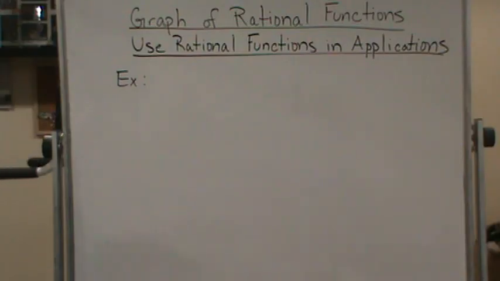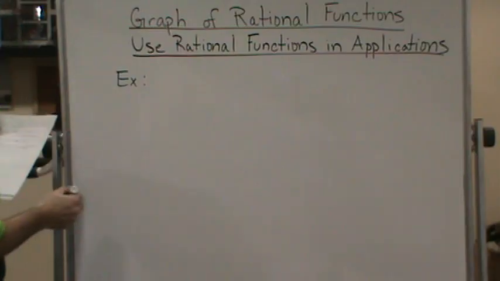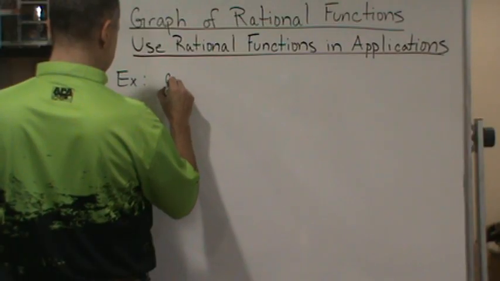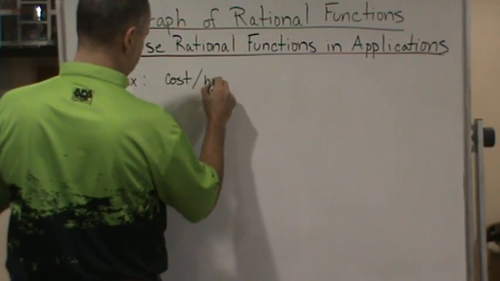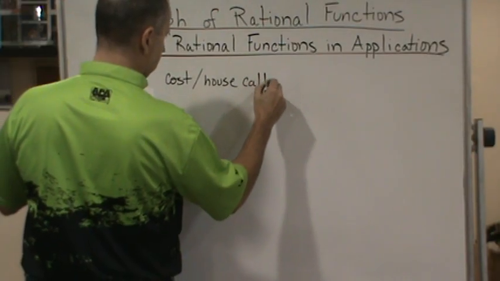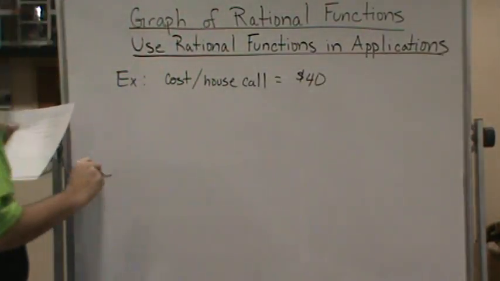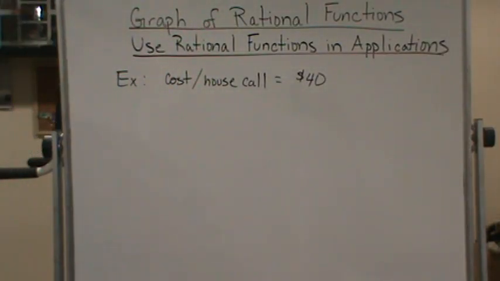It says a cleaning service cleans houses. For each house call, the cost to the company is approximately $40 for cleaning supplies, gas, and labor. Okay. So cost per household or house call equals approximately $40. And that's again for cleaning supplies, gas, and labor.